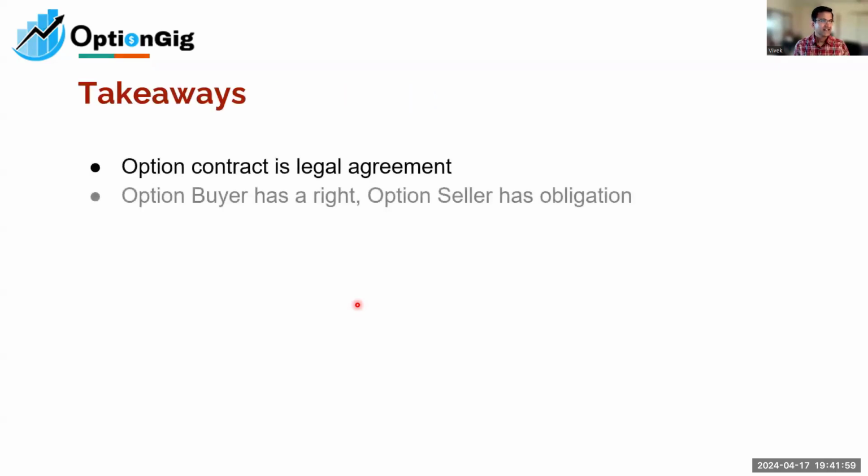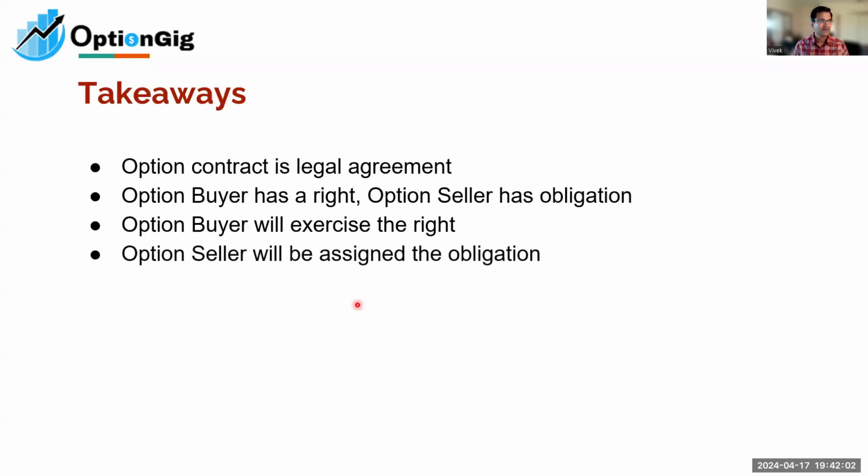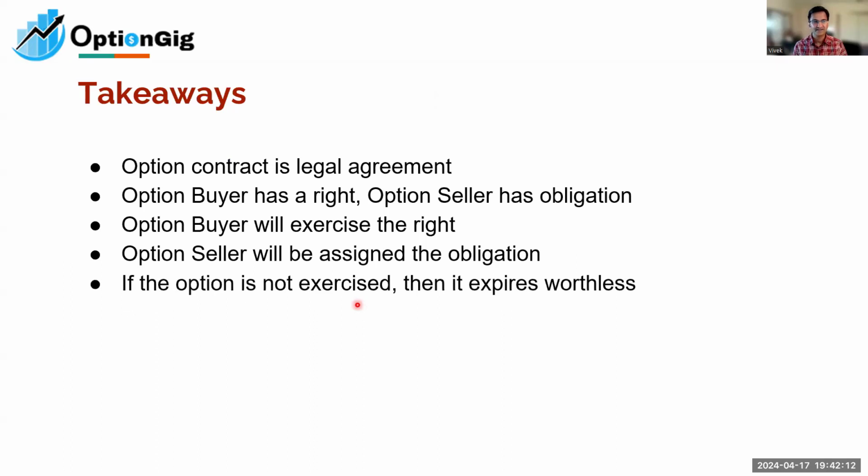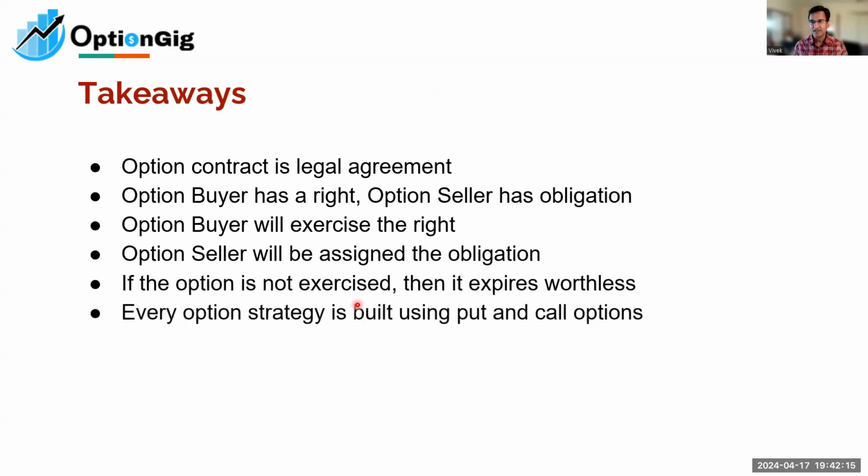Okay. All right, we'll skip this. We talked about this as a legal contract. Buyer has a right, seller has an obligation. Option buyer will exercise, seller gets assigned. If nothing happens, it is expired worthless. Each option strategy, you can create whatever complex ones. The basic building block is the put and the call.